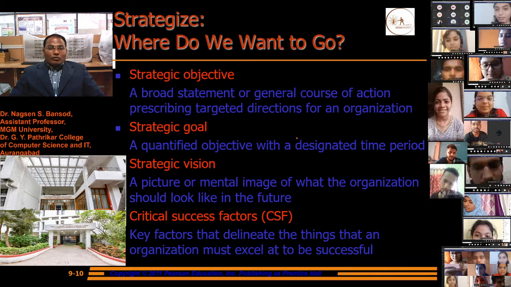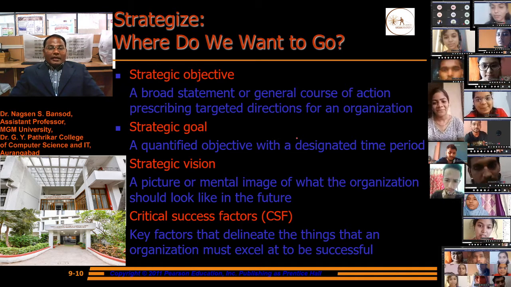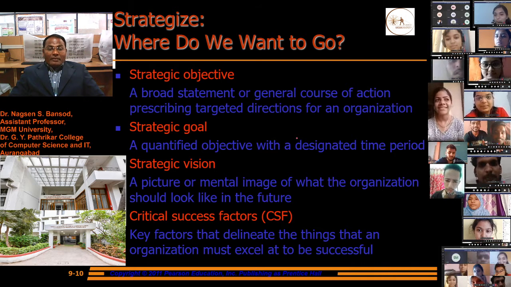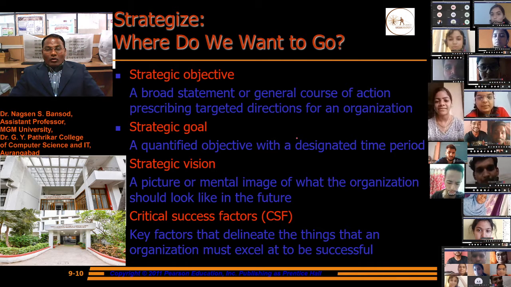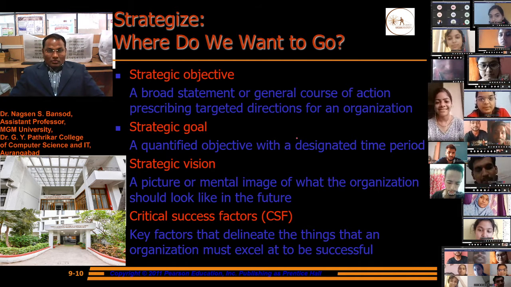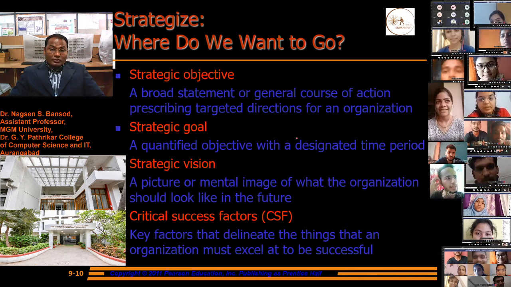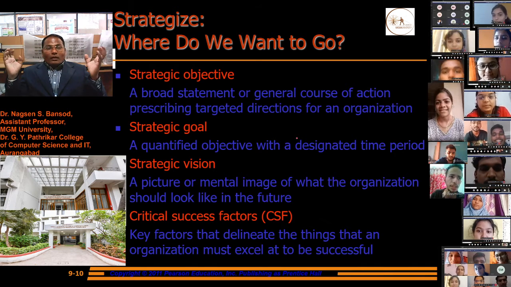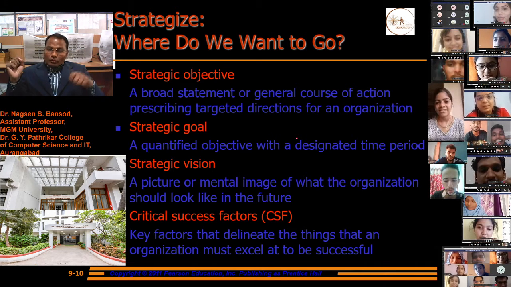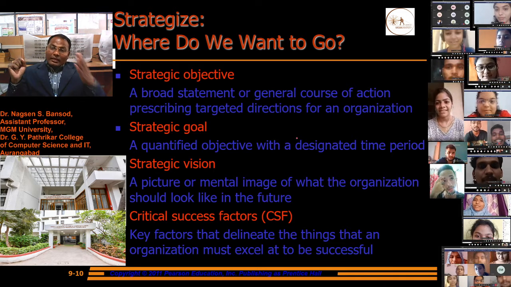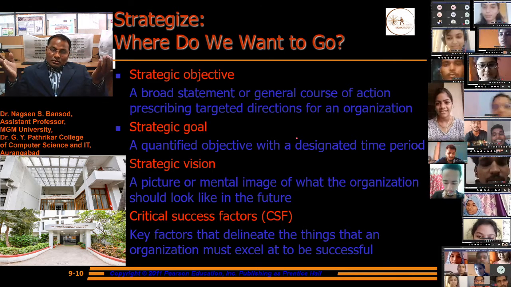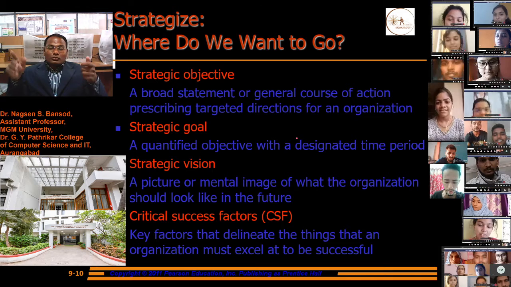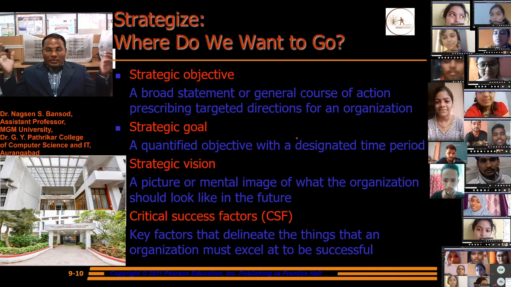Strategic objectives. Why are strategic objectives required? A broad statement or general course of action prescribing targeted directions for an organization. Broad statement means the core body's statement or general course of action prescribing the target directions of an organization. According to the objectives, we get the directions to move further to increase the business dimensions.